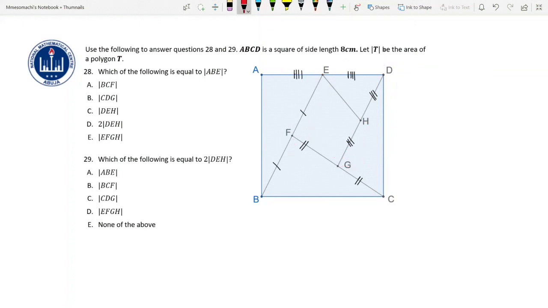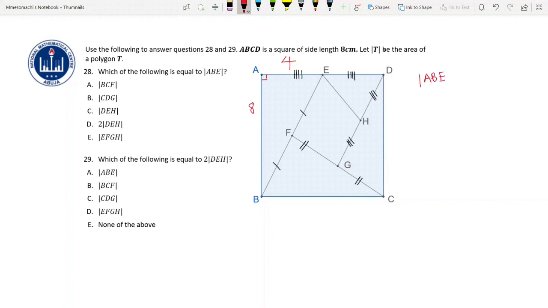Now, what's the easiest area that we can find? I believe we all will agree that it's ABE. Why? Because in the square all the angles are equal, so this angle here is 90 degrees. The side length AE, since it's half the side of the square, is going to be 4 centimeters. Let me just write 4. AB is 8.